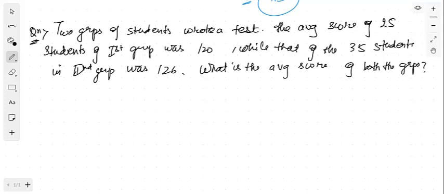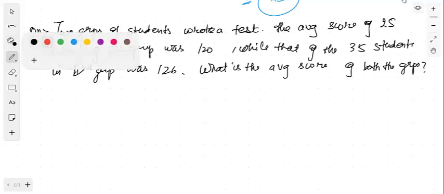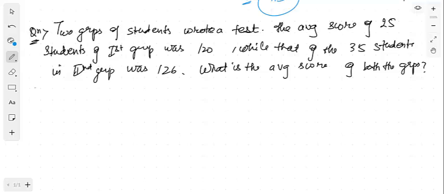The groups of students, they wrote a test. The average score of 25 students का कितना है? 120. ठीक है, and that of the 35 students, it is given as 126. Now first use the surplus method: X plus surplus divided by total. This is our method. ठीक है, x we have taken as 120.